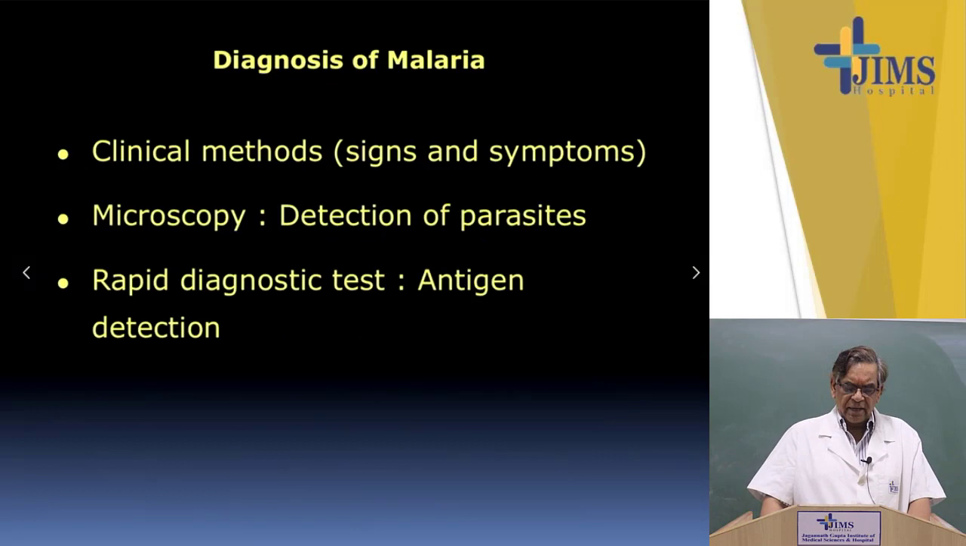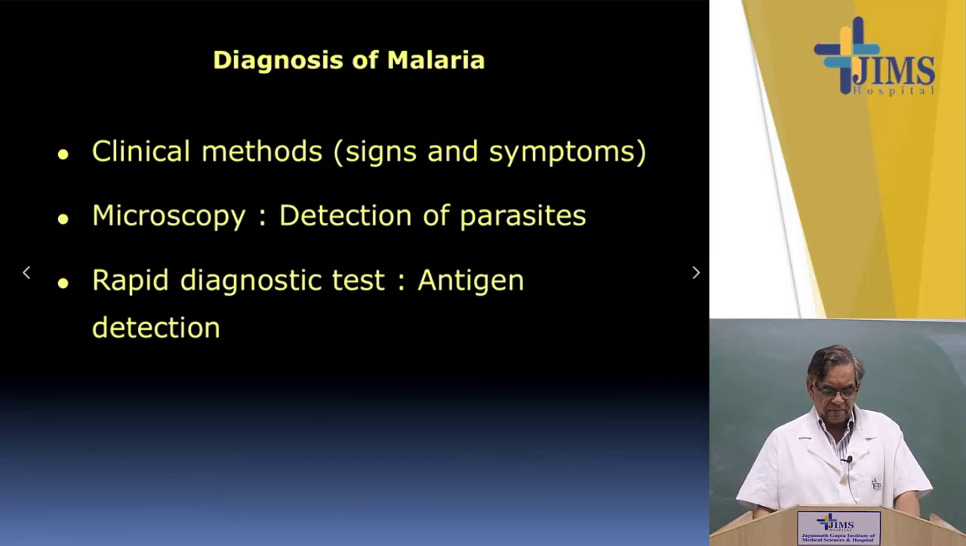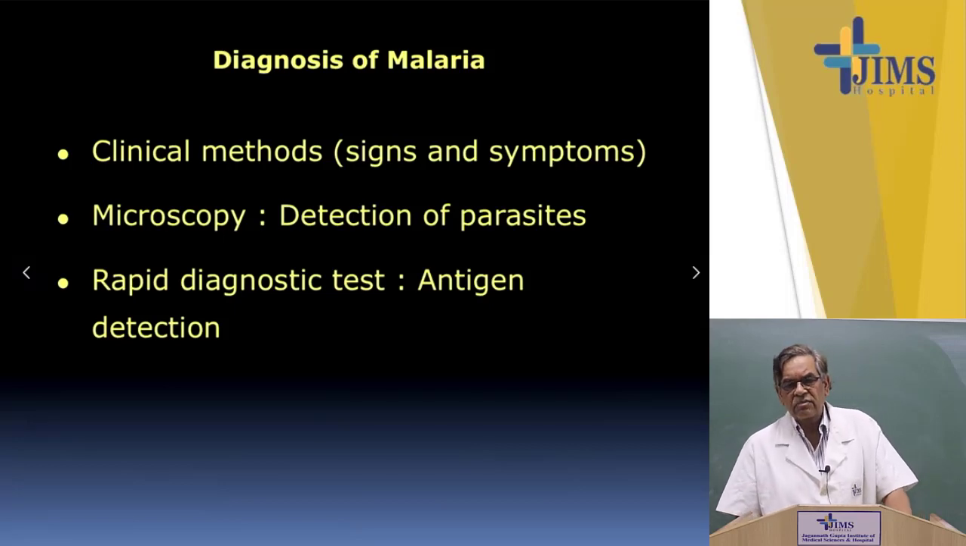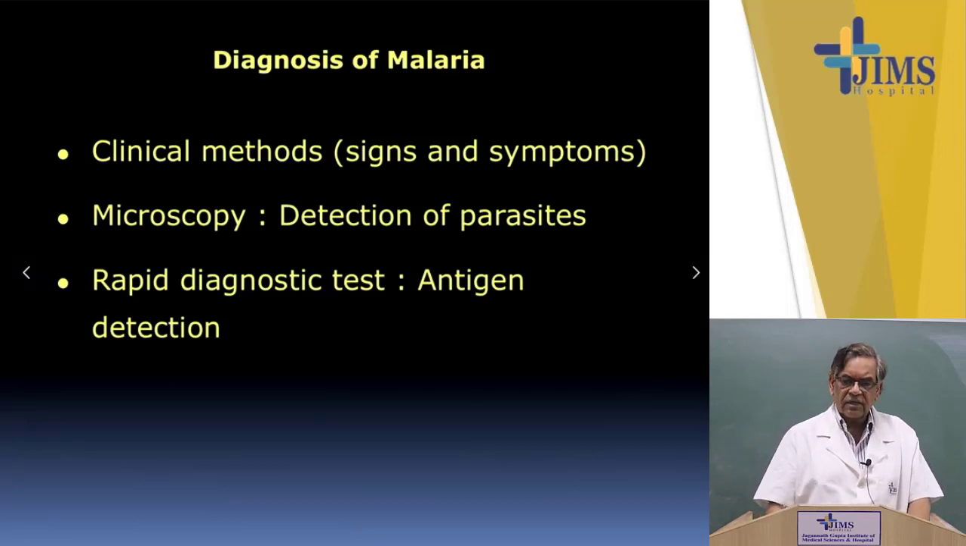The diagnosis of malaria. The clinical method is one, based on signs and symptoms. Then there is microscopy, that is detection of parasites, and rapid diagnostic test or antigen detection. Clinical methods, signs and symptoms, are generally not used to diagnose malaria totally. It has to be a confirmed case, which we shall discuss later.